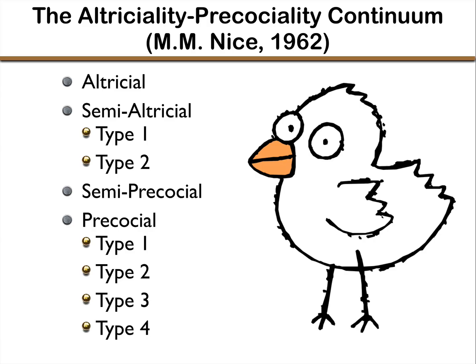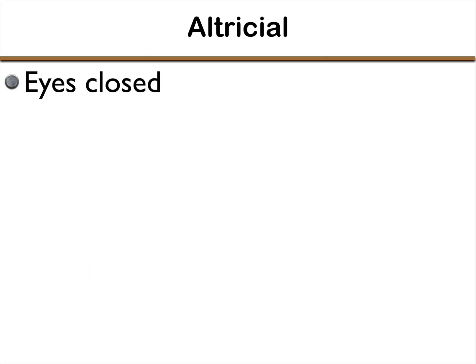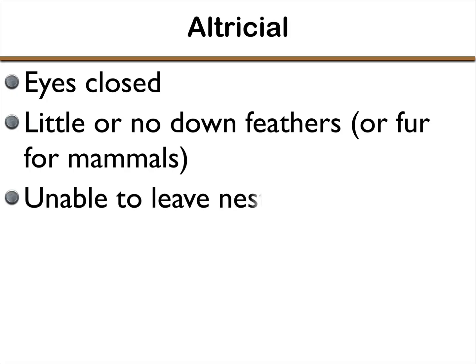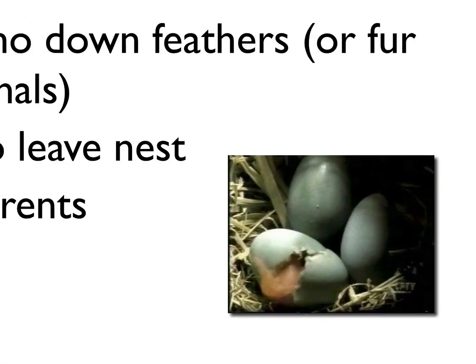So let's look at these and just a couple examples of each one. Altricial. So all altricial species, according to Nice, the eyes are closed at the time of birth or hatching. There's little or no down feathers, or again, if we try to fit mammals into this scheme, little or no fur. They're unable to leave the nest at the time of birth or hatching, and therefore they're fed by their parents.